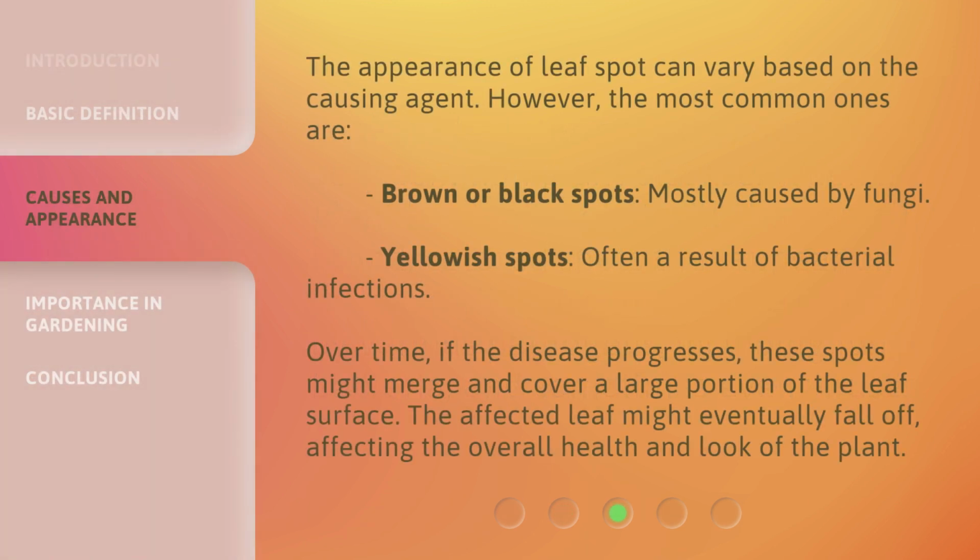The appearance of leaf spot can vary based on the causing agent. However, the most common ones are brown or black spots, mostly caused by fungi, and yellowish spots, often a result of bacterial infections. Over time, if the disease progresses, these spots might merge and cover a large portion of the leaf surface. The affected leaf might eventually fall off, affecting the overall health and look of the plant.